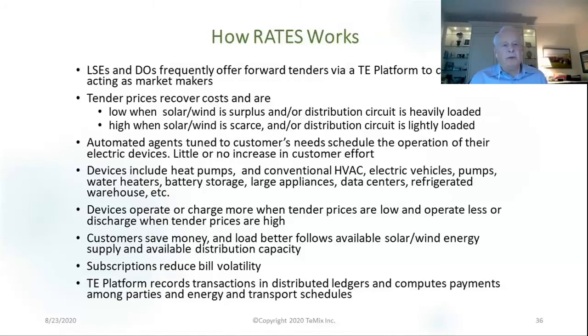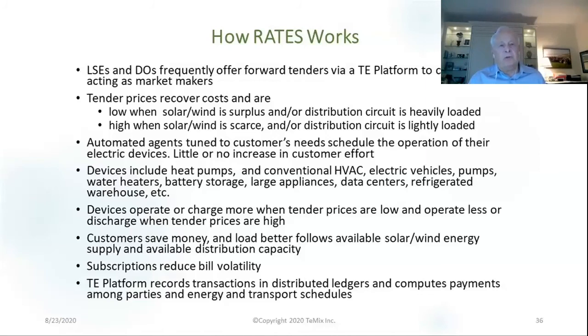What's in it for customers? They save money. Load better follows available wind and solar supply and the available distribution capacity, which reduces investment in those features, thereby saving further for customers. I'll mention subscriptions that reduce the bill volatility, both to the benefit of the customers and to the benefit of the suppliers, DSOs, and generators, who also prefer revenue stability. And TE platforms record the transactions in distributed ledgers and compute payments among the parties for energy and transport.